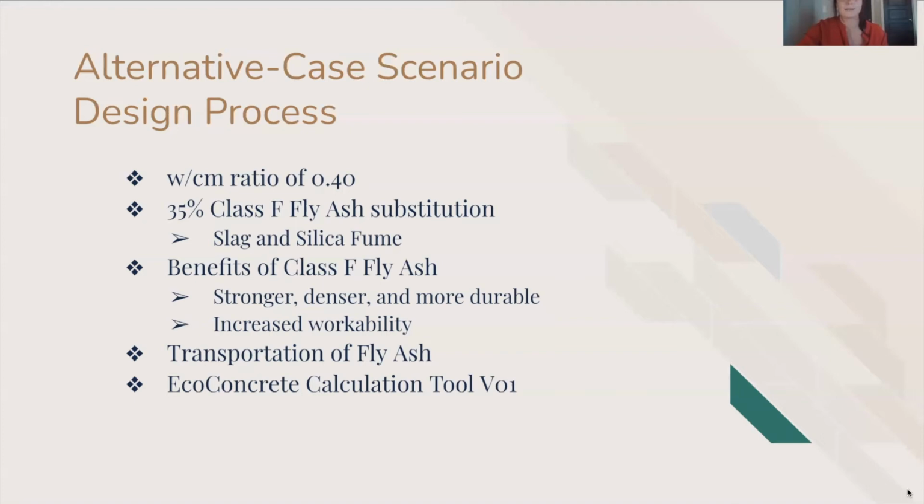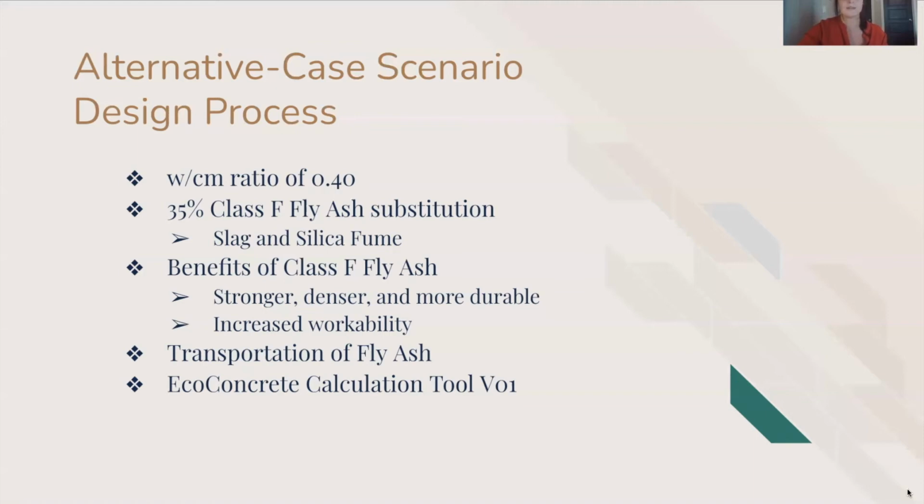The aggregates and the cement will both be obtained for the BCS and ACS mixtures from Thomas Concrete in Athens, Georgia, which is about 9 kilometers from the UGA Strengths Lab. Regarding the Ecoconcrete calculation tool, this tool was used to find our environmental impacts by entering in the base case scenario and alternative case scenario mixture proportions, as well as the transportation distances and categories for each material.